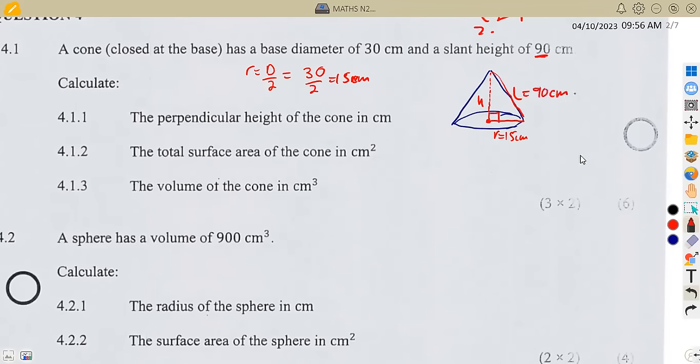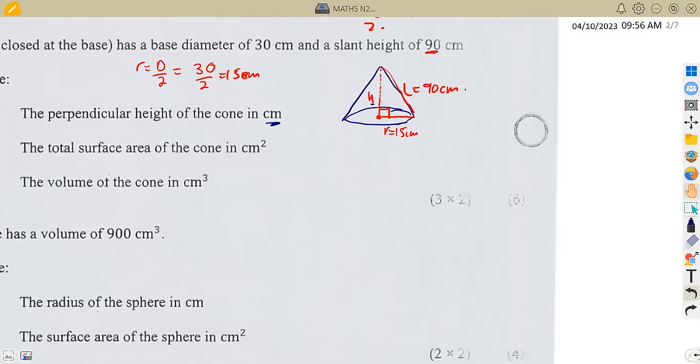So remember that this cone, from the slant height, the perpendicular height, and the radius, they form a right angle triangle. All right. So the question 4.11 was to calculate the perpendicular height of the cone in centimeters, which is this h that we are given in this case. This is a right angle triangle, so you can apply our Pythagoras theorem to say that L squared is equivalent to h squared plus r squared.